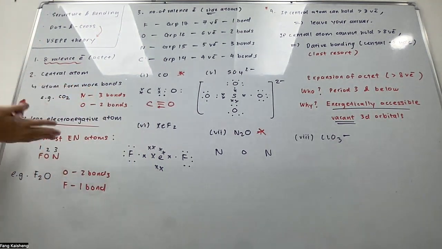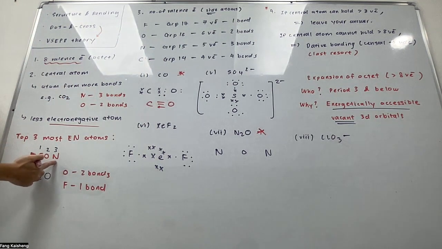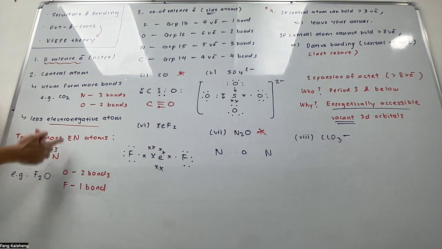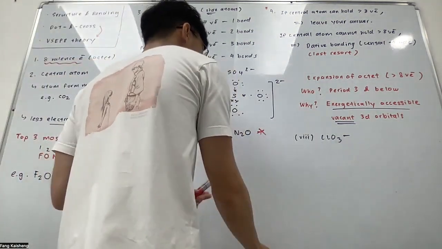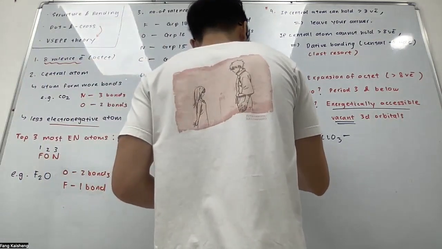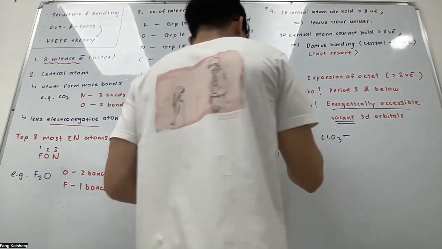If you're still not convinced, let's look at the second one. Who's the less electronegative atom, N or O? Both principles are pointing to the fact that nitrogen is in the center. So it should be N-N-O.